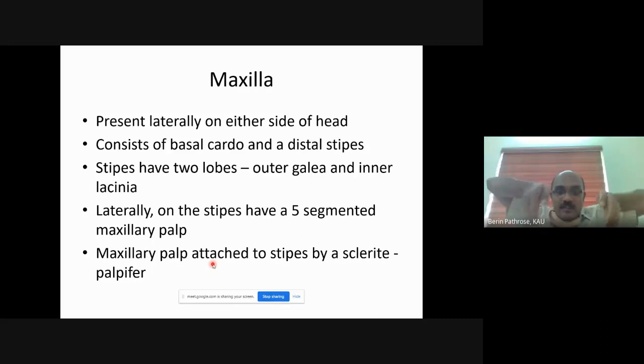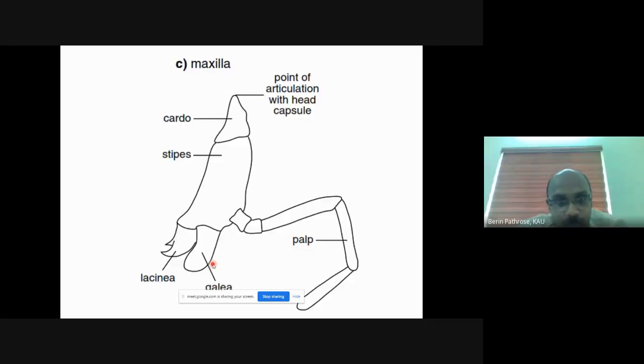So labrum, we have a pair of mandibles. Posterior to mandibles, we have a pair of maxillae. Both mandibles and maxillae are present laterally on either side of the head. And maxillae is divided into different segments. This is the base of the maxillae. And this part is attached to the insect head.